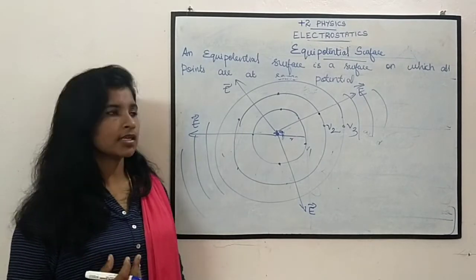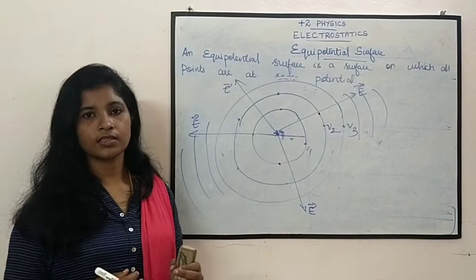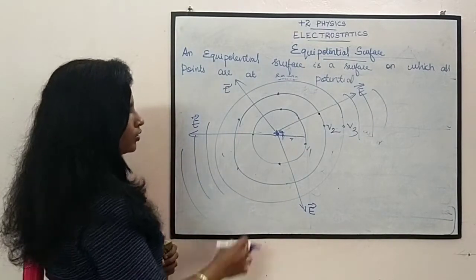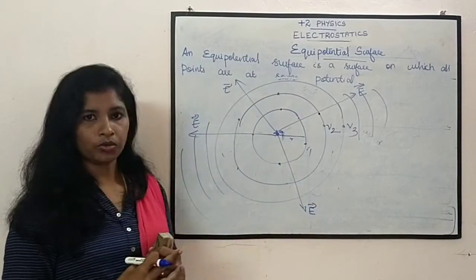So in some surfaces it occurs and such surfaces are called as equipotential surface. Okay, so I told you that the electric field is radially outward, right?